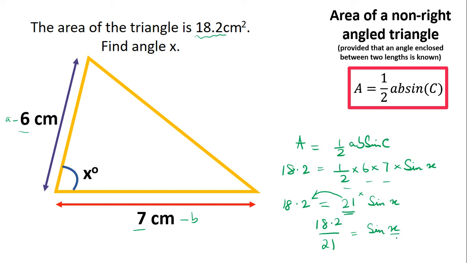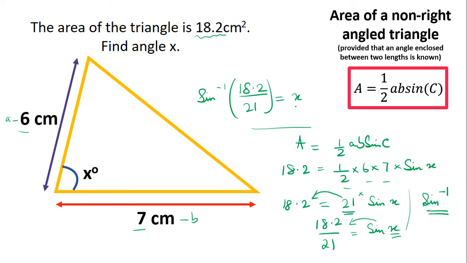Now, if I tell you I want the value of x, I want the angle x, for that you need to take your sine to the other side. And as discussed previously, when sine goes to the other side, it turns into sine minus 1, which is known as the inverse. So I'm going to write sine inverse, or sine minus 1, of 18.2 divided by 21, and that is going to be equal to my x.